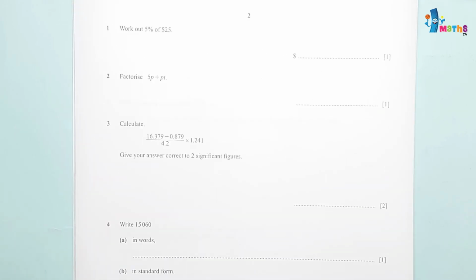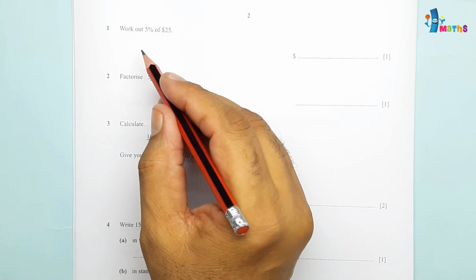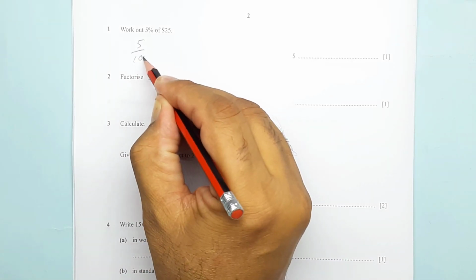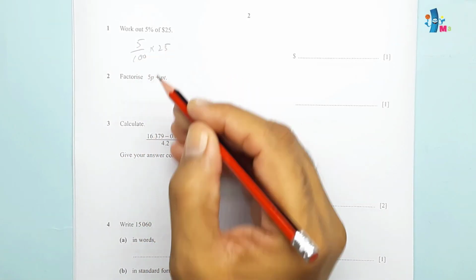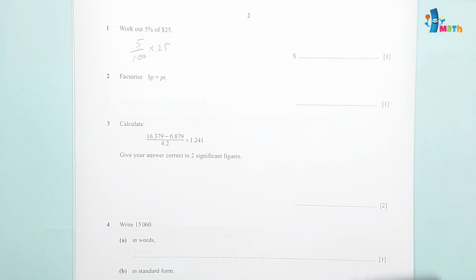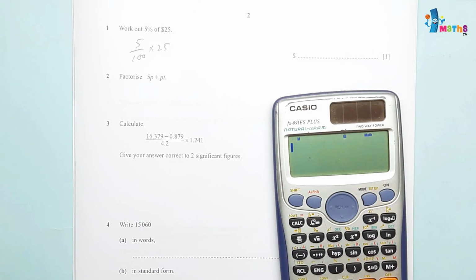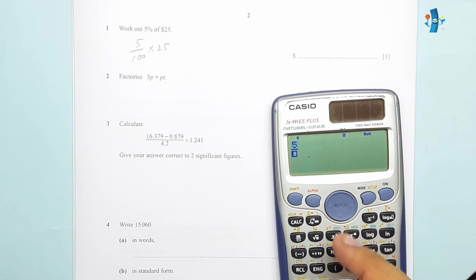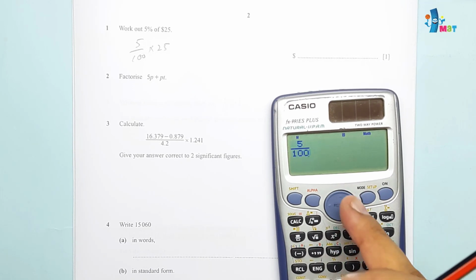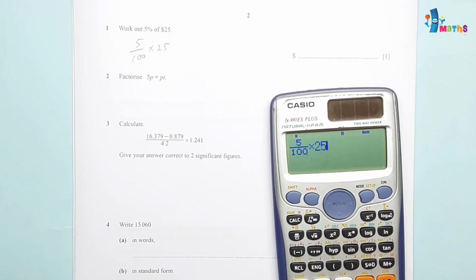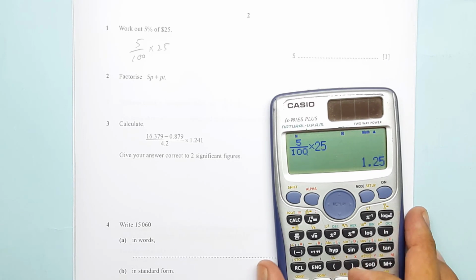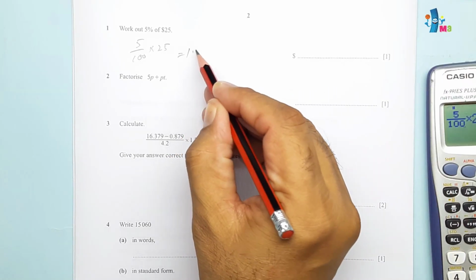Question number 1. Work out 5% of $25. So 5% of 25, we can calculate, 5% of 25 will be equal to 1.25.